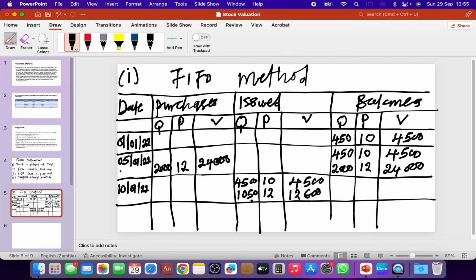So we have issued stock of the quantity of 1,500 from these batches. We have issued the 450, and the only batch that has remained is this one. So from the batch of 2,000 minus 1,050, we have 950. This stock is valued at 12 kwacha, so 12 kwacha times 950.